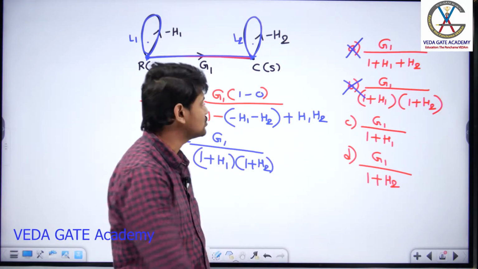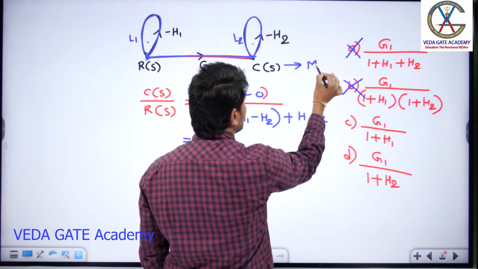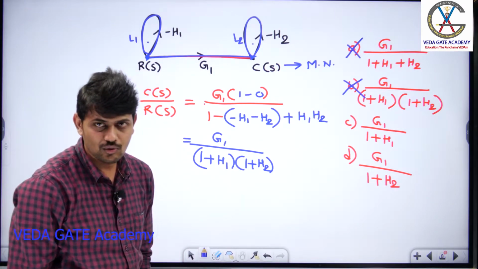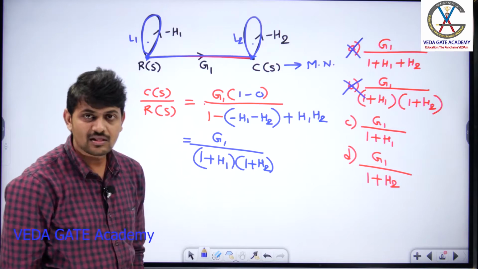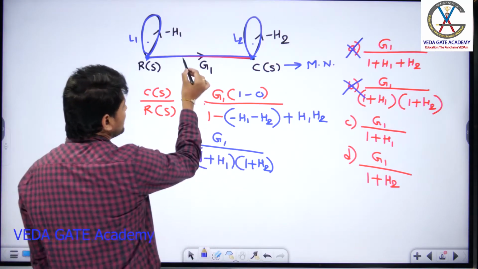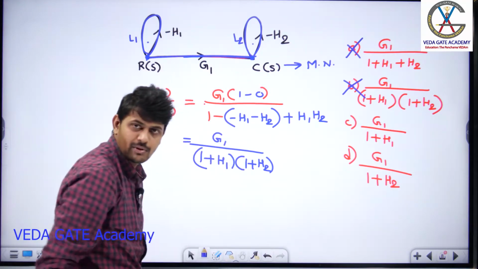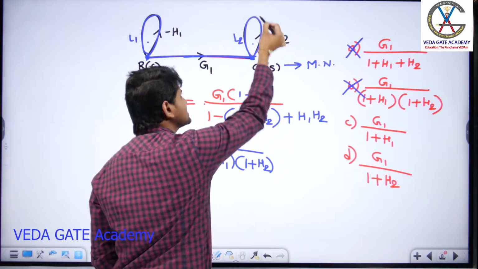Why is C of S a mixed node in the question, guys? Because it has both incoming and outgoing branches. How many incoming and outgoing branches are there for this node C of S? I can say this is my incoming branch. If you sit here, this is my incoming branch. What about this one? If you see, this is called a self loop.